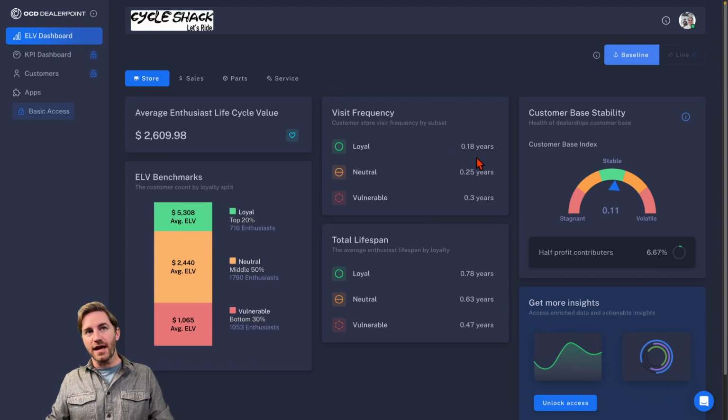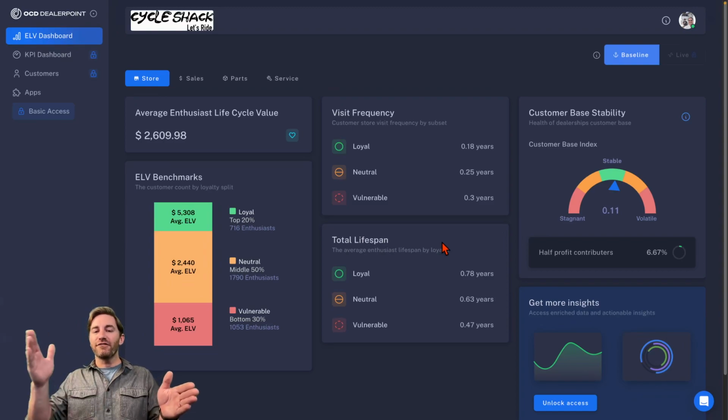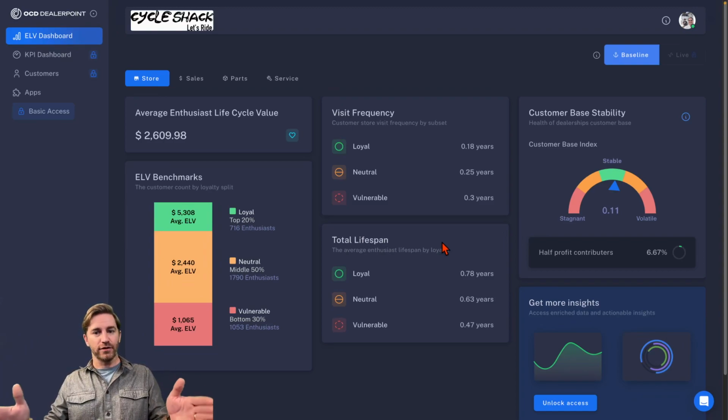And as you can see in this example, the loyal customers have visited every 0.18 years, where it gets longer and longer as we get into neutral and vulnerable customers, which makes sense. Our loyals visit us more often. Now, total lifespan is calculated by taking the very first transaction we have with this customer and the very last transaction of the data set that we have with this customer. And when we have that span, we can say that the average loyal customer in this dealership has been there for 0.78 years from beginning to end, 0.63 for neutrals, and 0.47 for vulnerables.